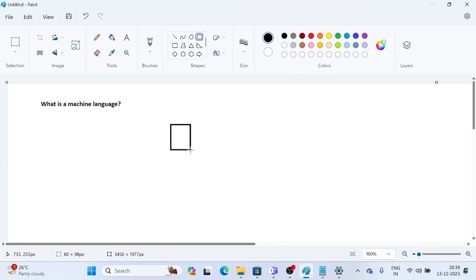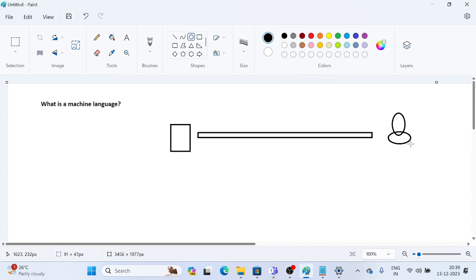Let's assume I have a switch. Just assume this is a switch, and I have a wired connection. This is how a wire looks. On the other end, I am placing a bulb. Just imagine that this is a bulb, and this is a switch. To close this circuit, so the circuit is closed.